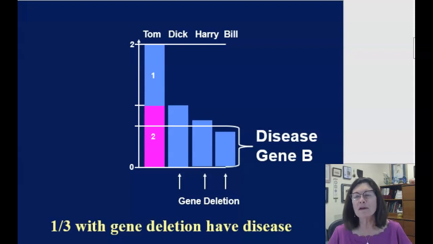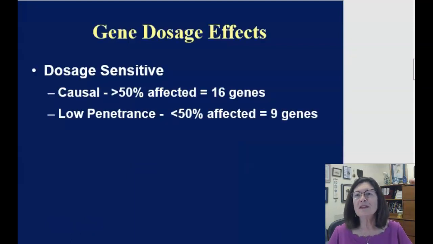People have a variant on their normal copy that maybe makes them susceptible. And of course, this is genetic, so anything could happen. So it could be a mutation on another gene that causes this gene to not be fully active. So that's how we think about dosage-sensitive genes, the causal ones where more than 50% of the people with a deletion of that gene have the disease, and the low penetrance because of variability in the existing copy is really, in both cases, what makes the difference between whether or not someone has the disease or has the characteristic.